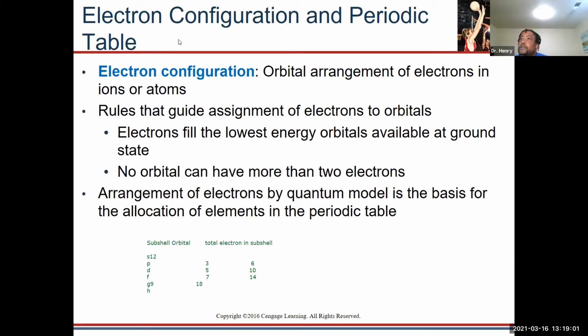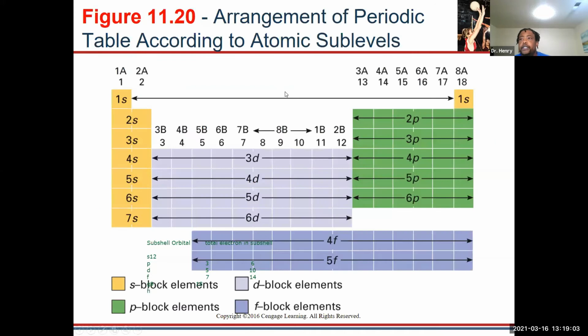Okay, so this is just a nice little figure that talks about everything we've talked about at this point, showing you there's the 1s, there's the 2s, there's the 2p. You all remember that when we get down to the D, we start off at 3D. When we get down to the F, we start off with the 4F. Make sense? Yeah. Okay.